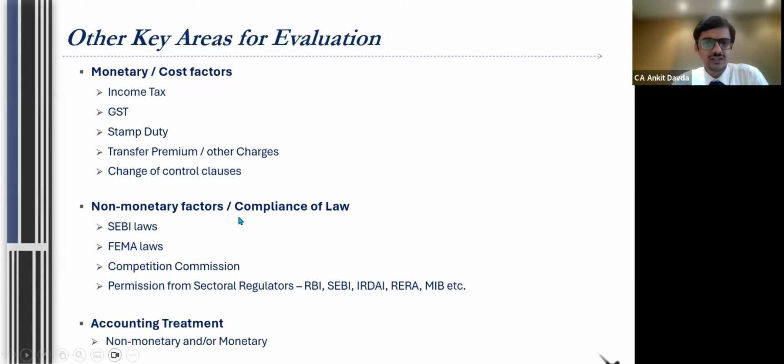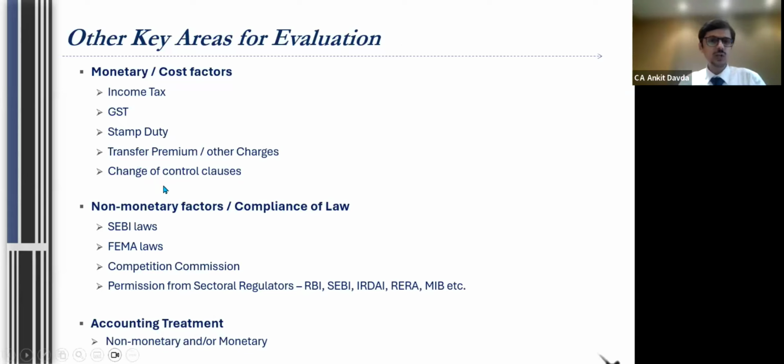And then there are non-monetary factors, which are more of a compliance perspective. So we generally have to look at income tax implications, GST, stamp duty. We'll touch upon GST and stamp duty quickly in one slide later on, and then transfer premium and other charges. Often there are certain assets where, if you change the shareholding or control, something like MIDC land or GIDC land, any Industrial Development Corporation land, there are conditions that if there is a change in shareholding of the company which owns such land, then you need to pay a transfer premium to the authority, which may run into 10% or so of the value of the asset. So you'll have to evaluate such things.